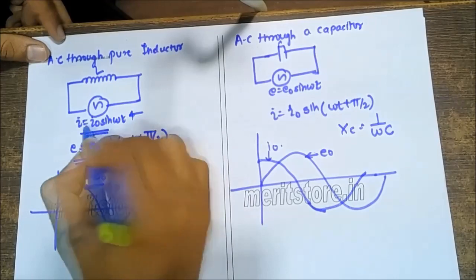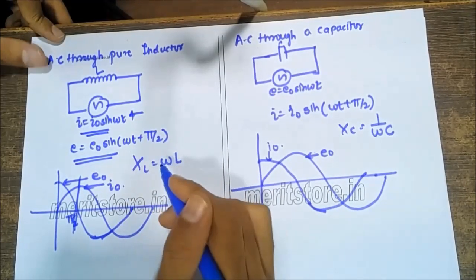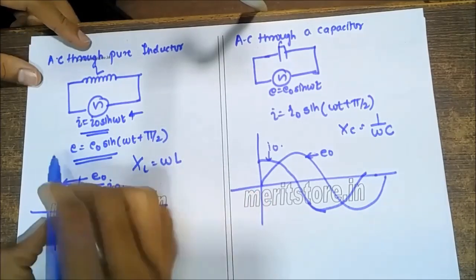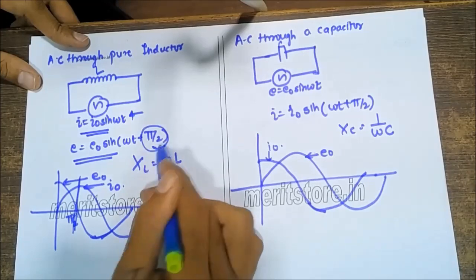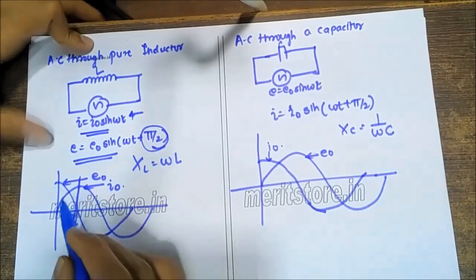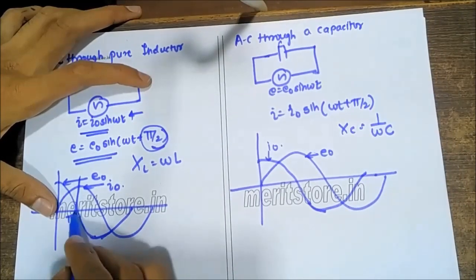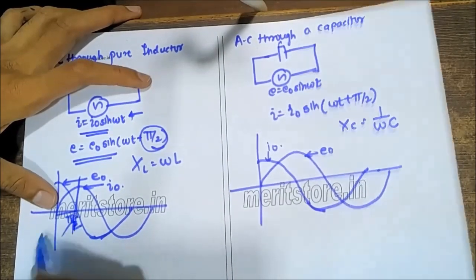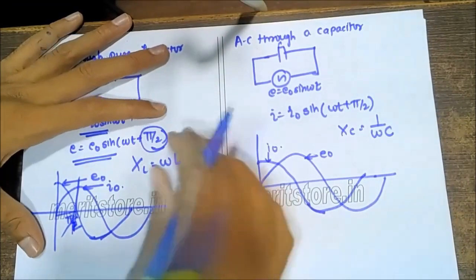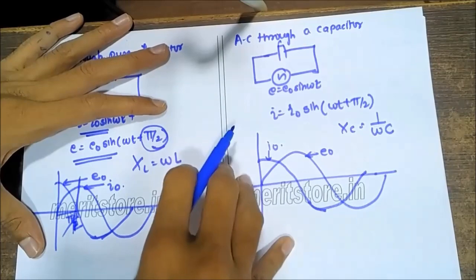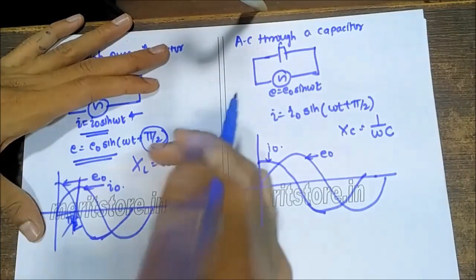So the current equation is I = I0 sin ωt, and the voltage equation is E = E0 sin(ωt + π/2). That means the EMF is leading the current by 90 degrees, that is π/2. If this is my current and this is my EMF, then my EMF is leading by π/2. They are both at the same frequency. The EMF leads by a phase difference of π/2, or else we can say the current lags by a phase difference of π/2.